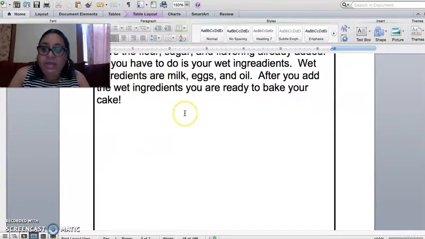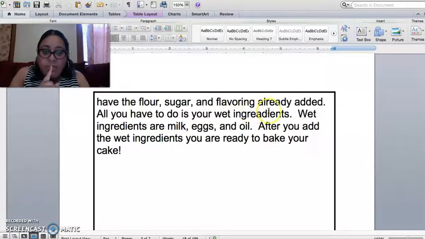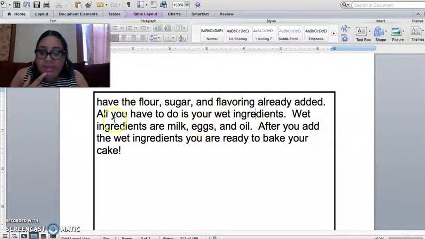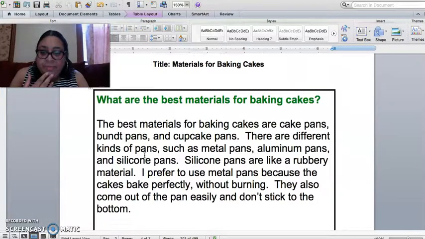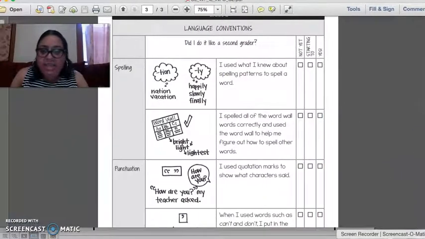Let's see what else. Oh, I definitely need to check for my spelling. Ooh, look, I have a spelling mistake right there. Ingredients. That's not how you spell it. Now I checked my spelling. And my punctuation. Let's see, I have commas after like I'm listing things. I have a capital letter at the beginning and I have a period at the end. Oh, an exclamation point when I want to show some excitement about something. Okay, what else do I have to do? Let me go back to that checklist.